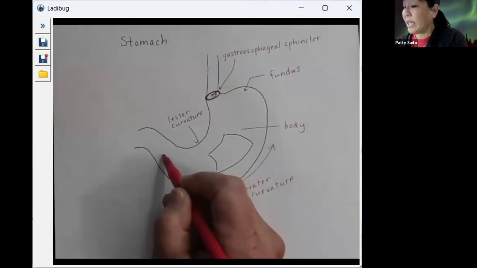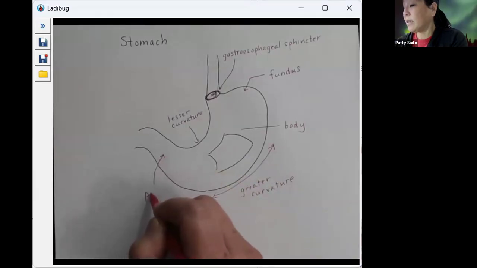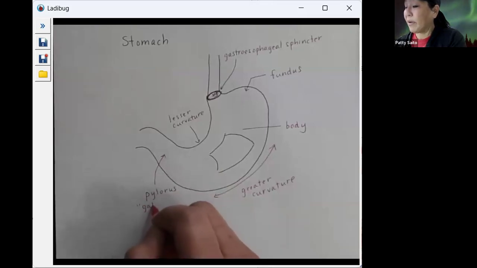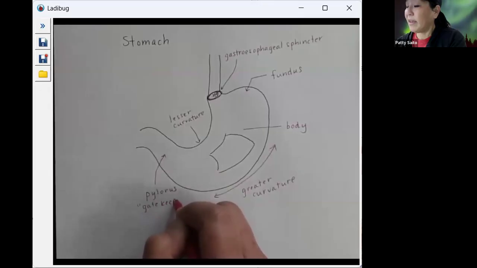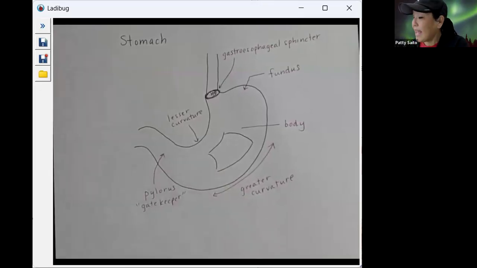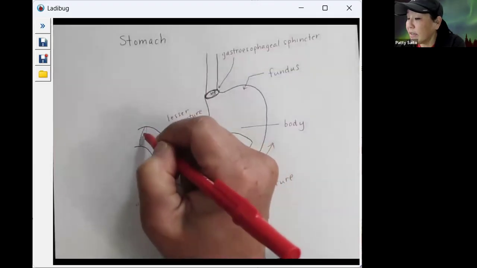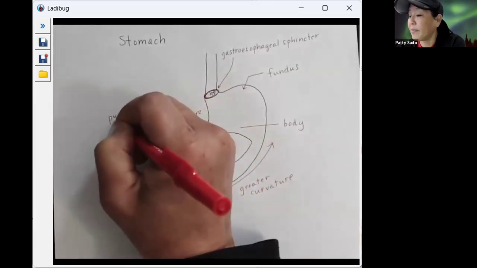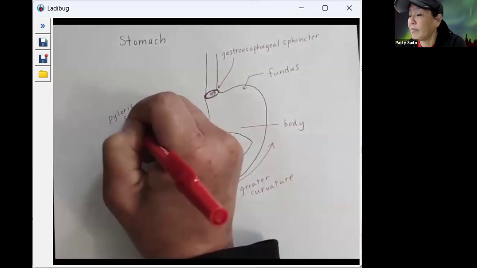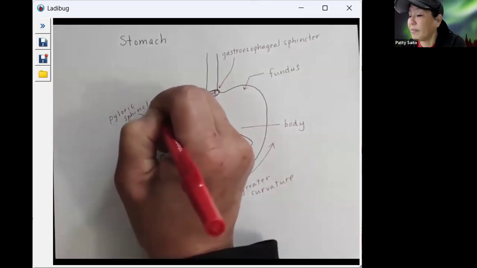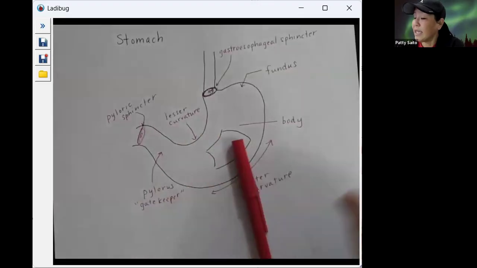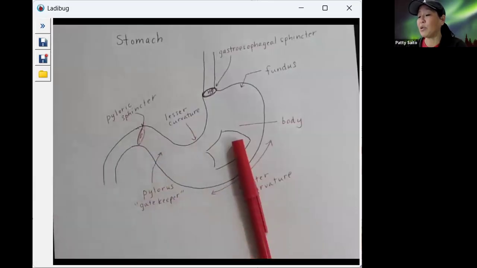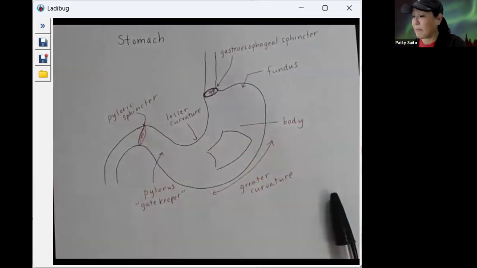This region here is called the pylorus. Pylorus means gatekeeper. And then we have another sphincter muscle, a circular muscle here called the pyloric sphincter, which is going to regulate what exits. And then of course after that we get that C-shaped duodenum, which is the beginning of the small intestine.